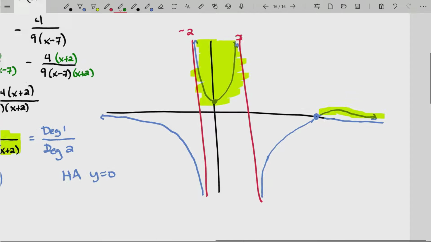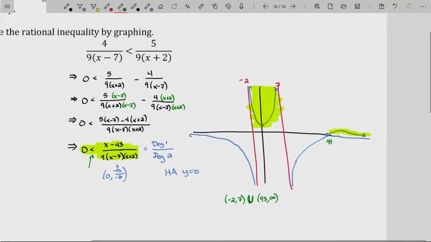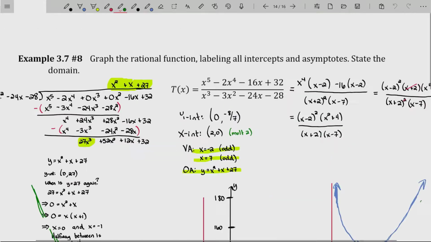And that happens from negative 2 to positive 7. And then, I'll put union here. Remember, this is 43. So from 43 to infinity. And that is the solution to that inequality. It happens very quickly. So once you know how to graph and once you're super comfortable with graphing, you can do a lot of these very, very quickly.